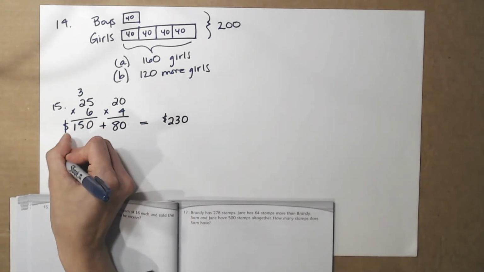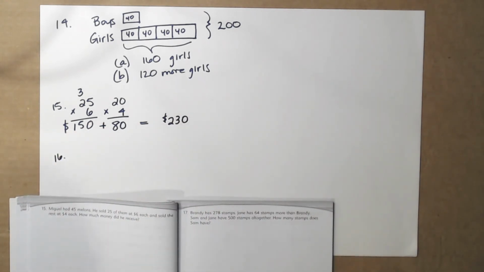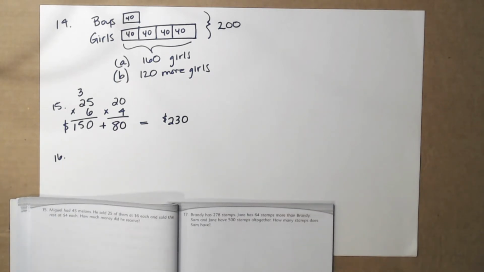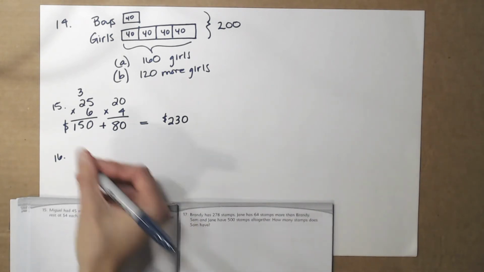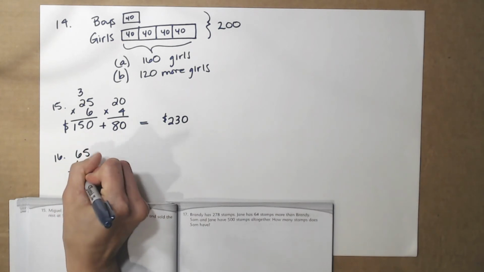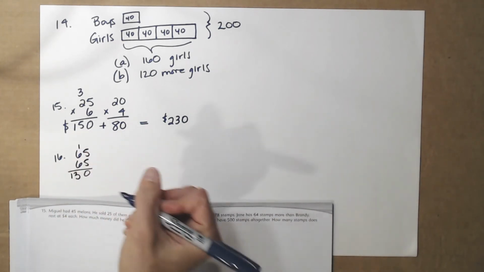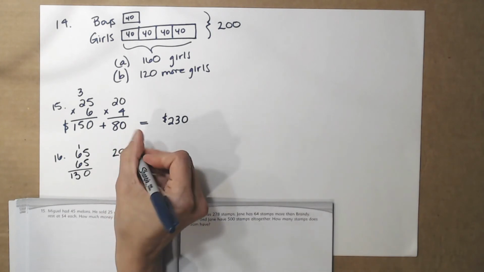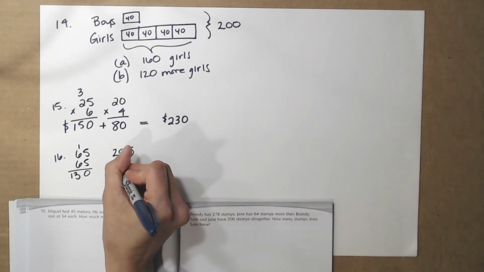Number 16 says Ashley bought a bed for $295. She also bought 2 mattresses at $65 each. She gave the cashier a $500 note. How much change did she get? Okay, so basically we just have to add up everything she bought. So she bought 2 mattresses at $65 each. So if I add those, I get 130. And then she also got a bed for $295.